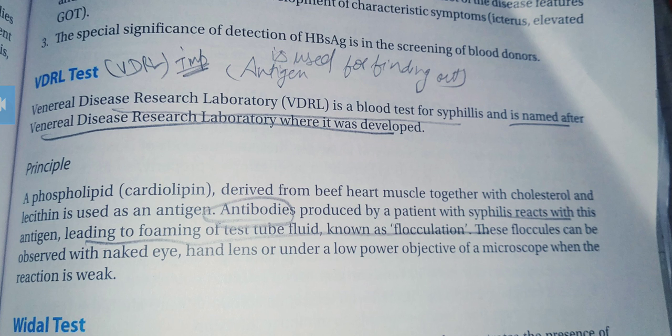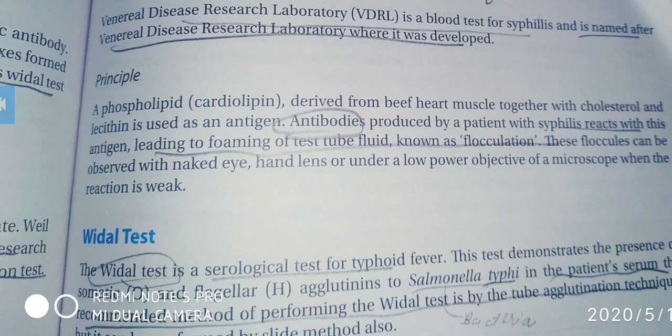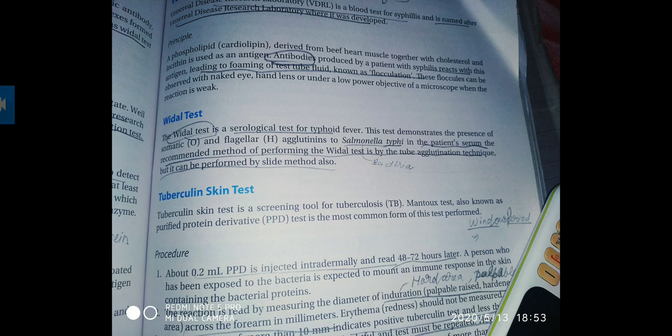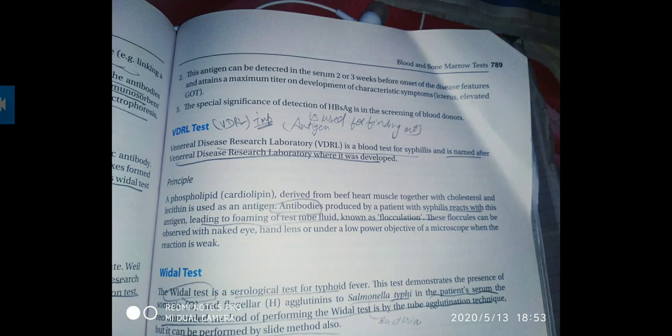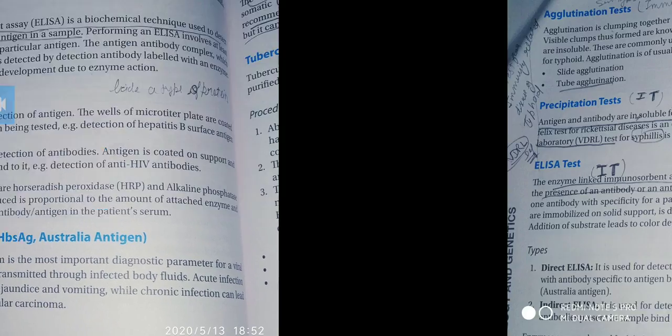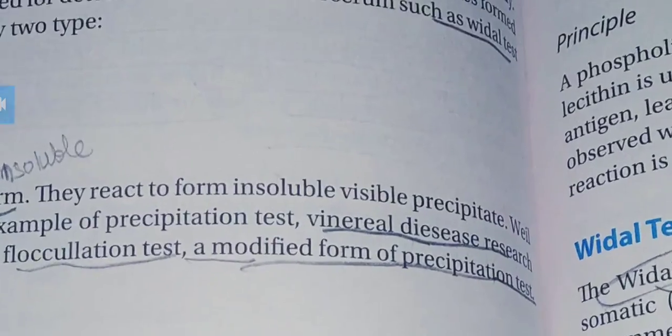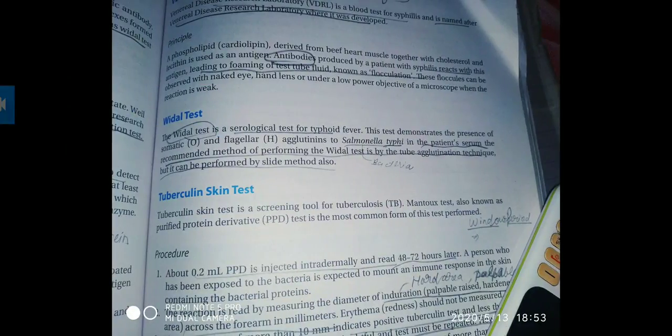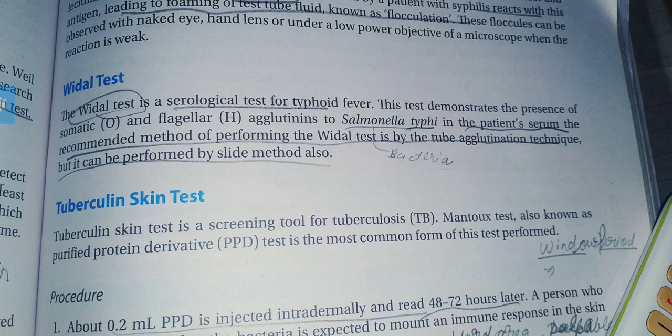Now the next one is the Widal test. The Widal test is a form of agglutination test, as we have seen here. This one is the Widal test, and it comes under the agglutination tests. So what is the Widal test? The Widal test is a serological test for typhoid fever.